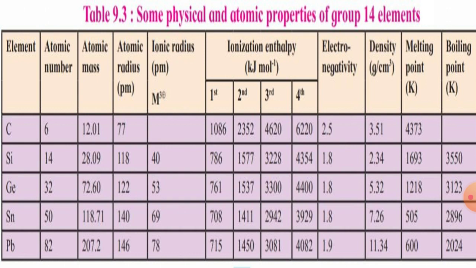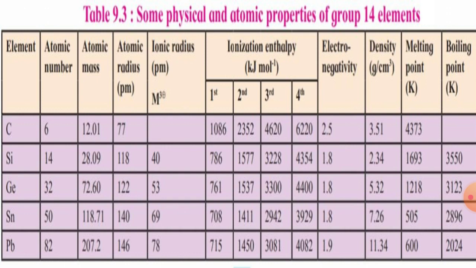Similarly, electronegativity also decreases down the group. Then we move towards density. As the atomic mass increases down the group, density will also increase down the group. Metal melting point decreases down the group. Boiling point also decreases down the group. So these are some of the physical and atomic properties of the elements of group 14.